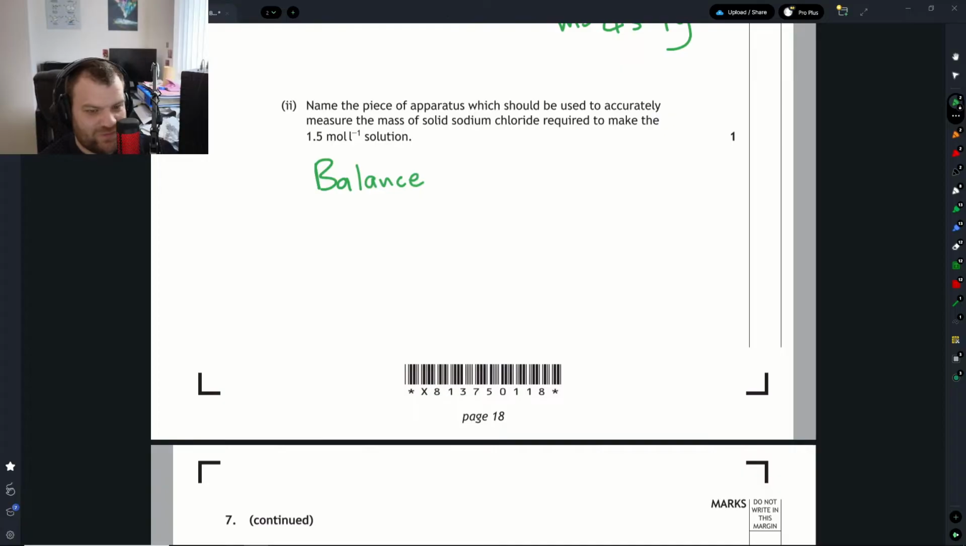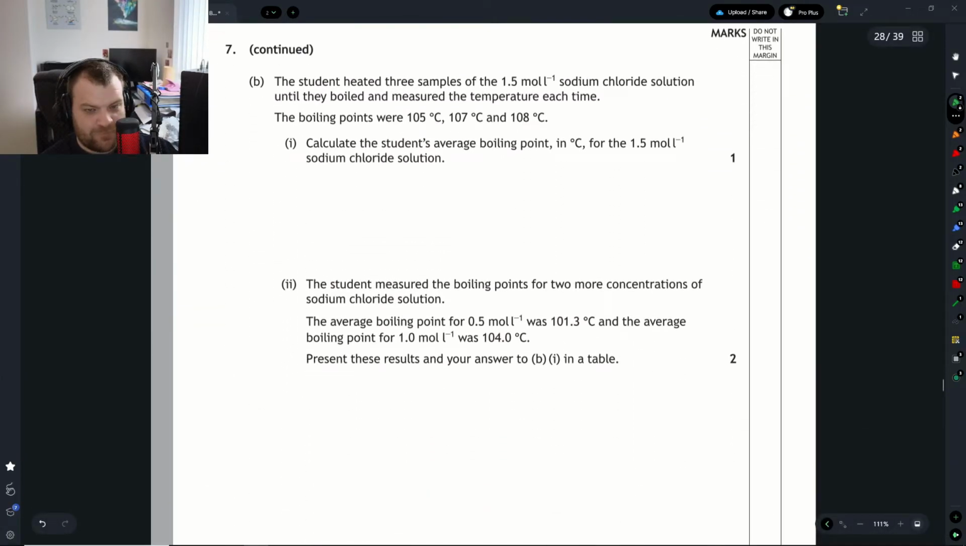Sometimes called a scale. Balance would be my preferred word for this. Next one, we're asked to calculate the average boiling point.